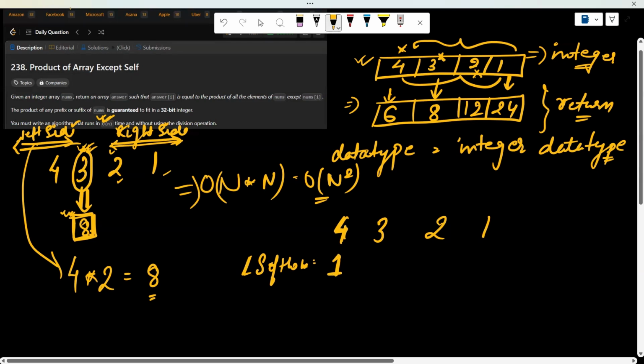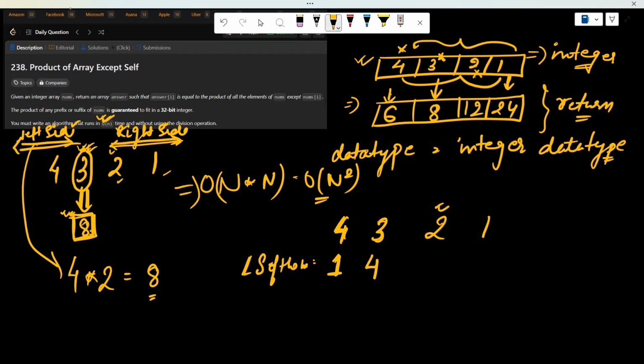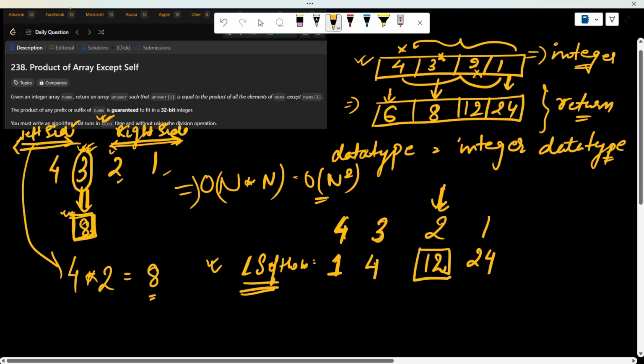Now the product on the left side of this number will be 4, so we can simply write 1 into 4, 4. The product of the numbers on the left-hand side of this number is 4 into 3, 12. Similarly, for this number it will be 12 into 2, 24. In this way, we can find the product of all the elements on the left side of each number. Now, if we ask what is the product of the left-hand side of 2, we can easily go to this index and say it is 12. Similarly, we can do the same thing for the right-hand side.